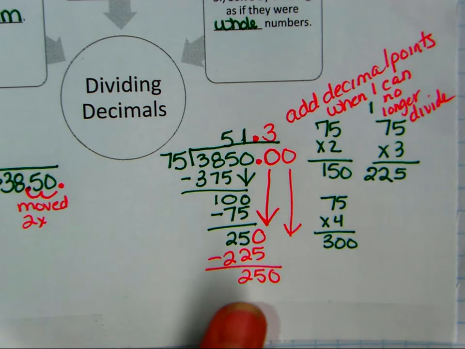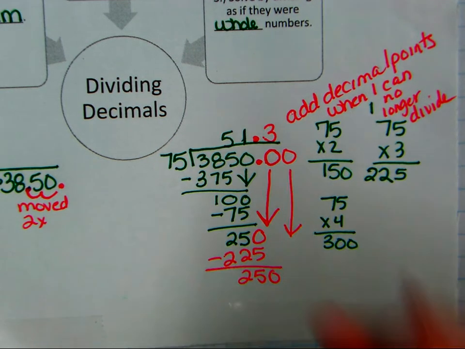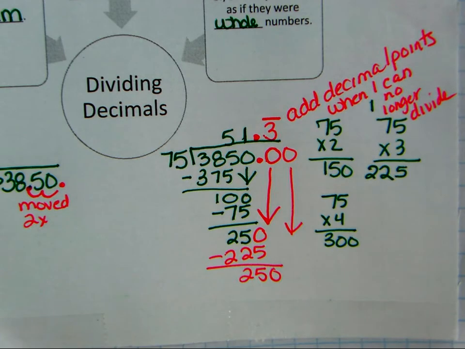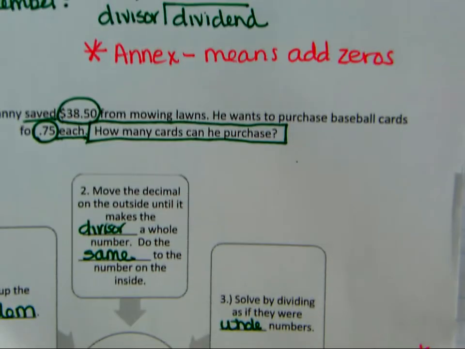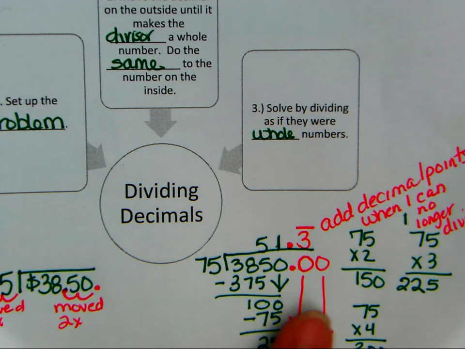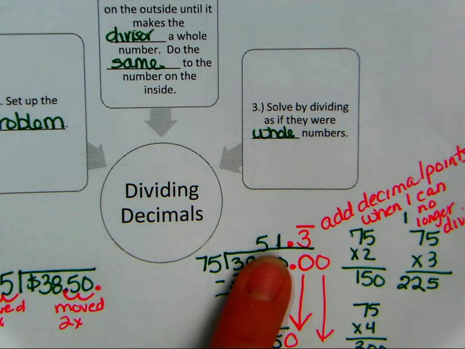Now, when you have a repeated decimal, you show that it's going to repeat on and on and on forever by putting the repeated decimal sign, which is this line over the decimal. And that's going to tell me that number is going to go on and on. So going back to my question. My question was, out of $3.50, how many times can we buy a 75-cent baseball card? Well, I can't buy a 3/10 of a card, but I can buy 51 full cards.